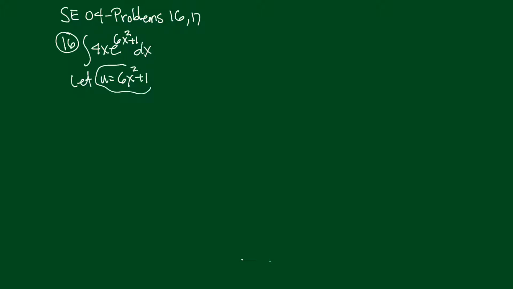I'm going to circle it because I know I'll need it later, and I also know I'm going to need the derivative. So if we take du dx, we are going to get, what do we get here? 12x. And if you multiply by the dx, we'll get that du is 12x dx. Now, here's where we are so far. If I just make my substitutions, I've got the 4x, and then I've got e to the u, and then I've got the dx.